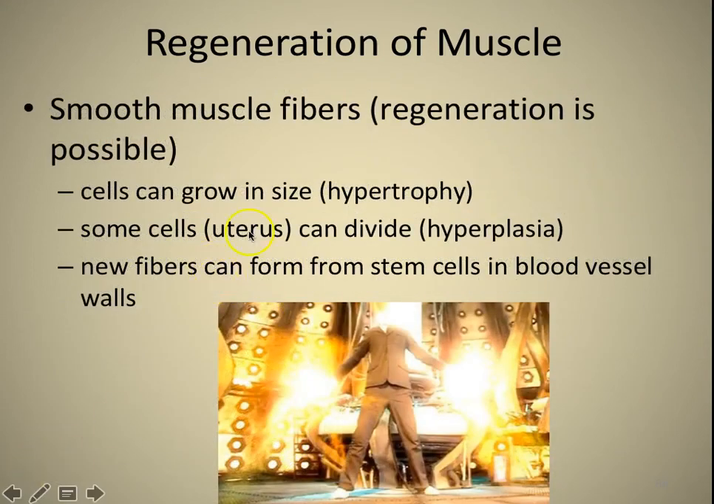Smooth muscle fibers. Now these, regeneration is very prolific, right? Cells grow in size, so when they get bigger, it's called hypertrophy. In some areas, like in the uterus, there's quite a bit of smooth muscle growth that can occur. I think it's pretty obvious, like when the uterus enlarges to hold the baby, right? So some of the cells divide, so you actually get more of them. That's called hyperplasia. And then new fibers can form from stem cells in blood vessel walls. So it's kind of neat. So you can even replace blood vessels, right? And you kind of know that.